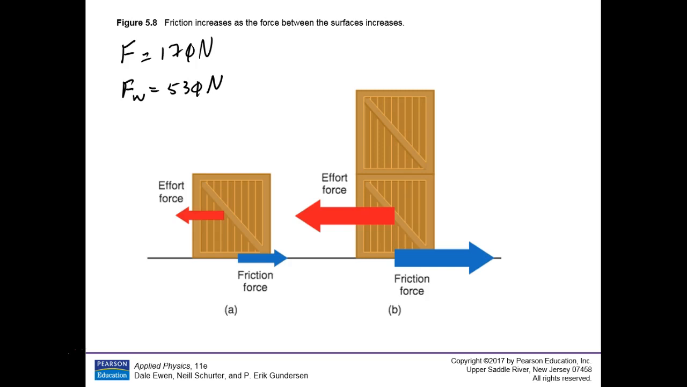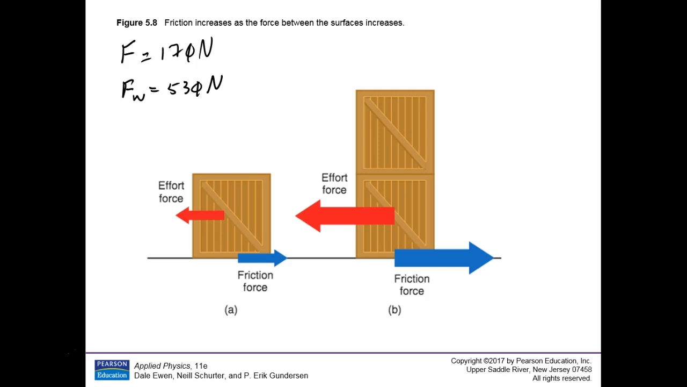A force of 170 newtons is needed to keep a 530 newton wooden box sliding on a wooden floor. So what kind of deal are we dealing with here if it's sliding? Static or kinetic? We're dealing with kinetic, okay? What is the coefficient of kinetic friction? And they asked the right question there.